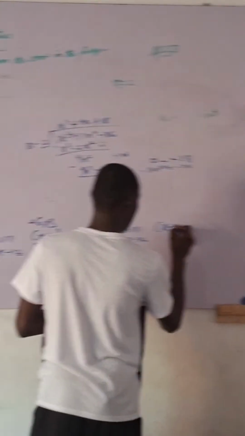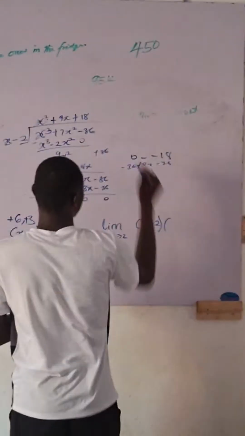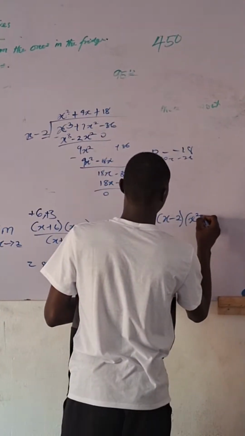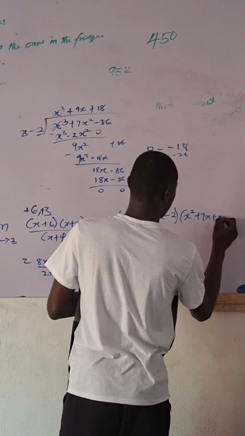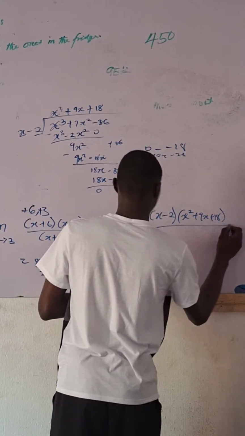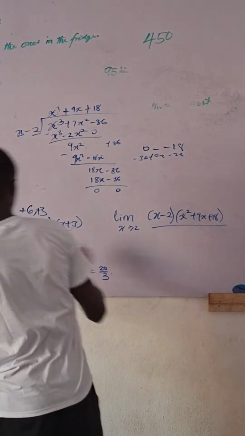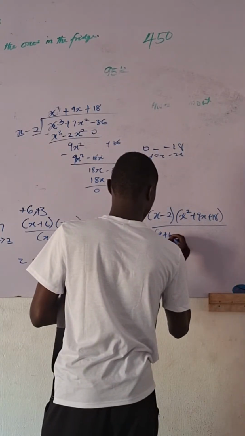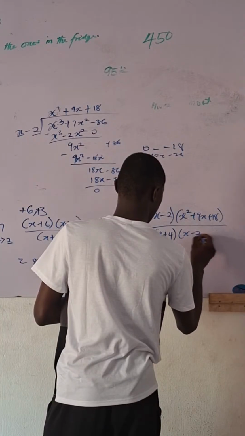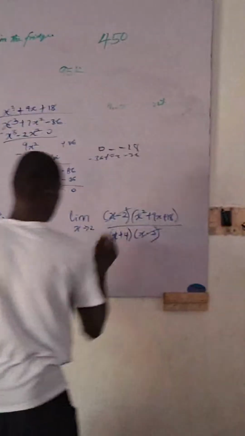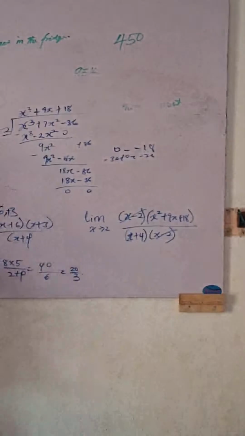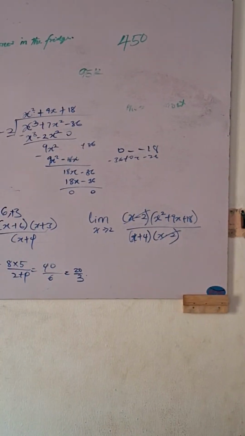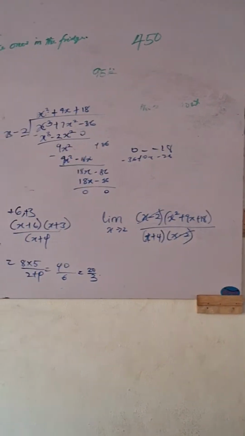x minus 2, x squared plus 9x plus 18 all over x plus 4, x plus 2. Check it out.